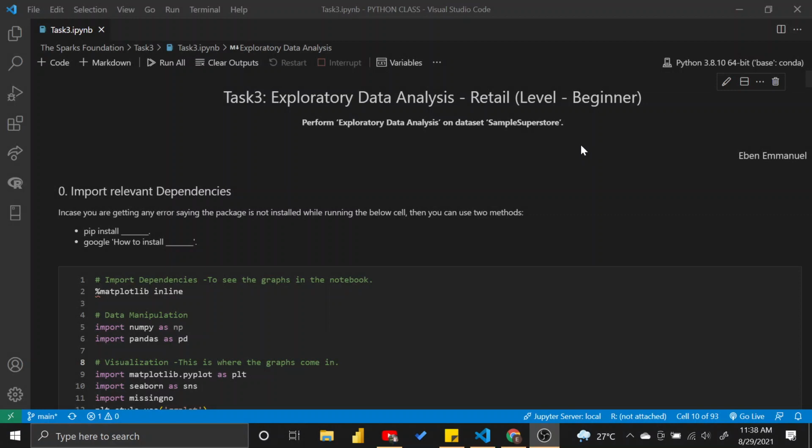So today we are back again with another task which is offered by the Sparks Foundation. And in this task we'll be getting more in-depth knowledge about exploratory data analysis. Now this is a very important and a very interesting topic. So what is exploratory data analysis? Let's get into that first.